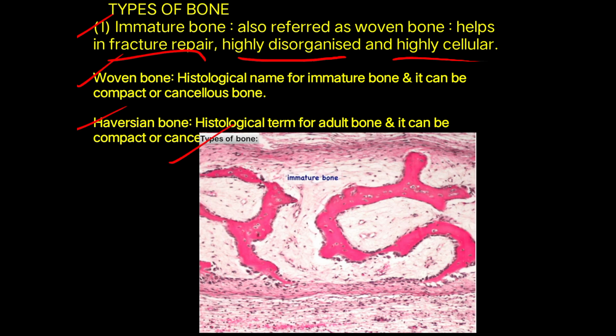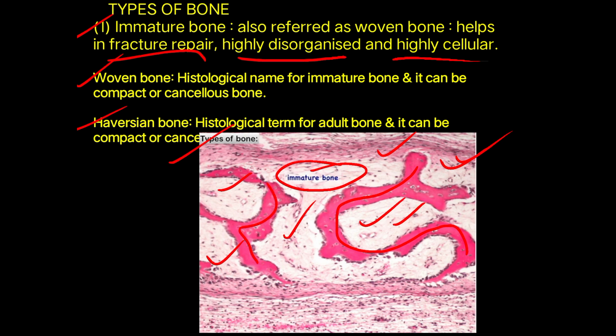In this photograph we can see the immature bone, which is present at the time of fracture repair. It may be on the compact as well as on the spongy bone location at the end of the bone. And it is highly disorganized, we can see here. It is highly cellular, numerous cells are there. These are the cells we can find in these locations. These are the marrow substance.